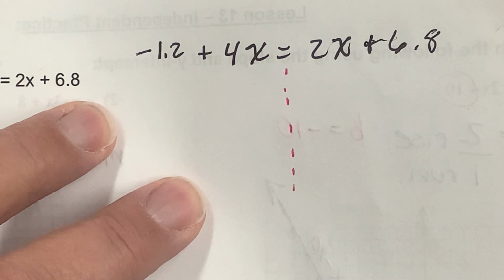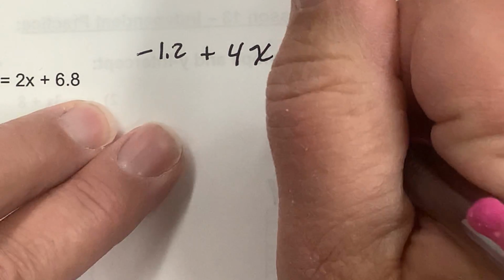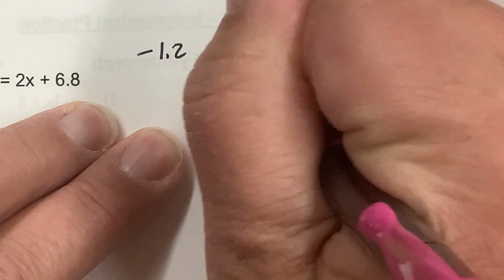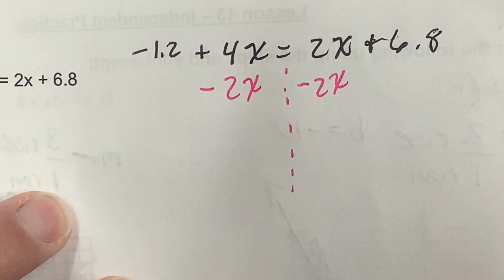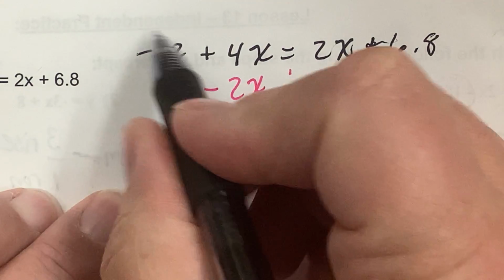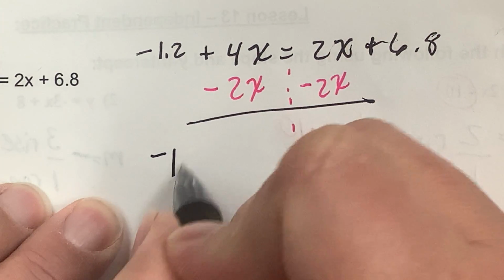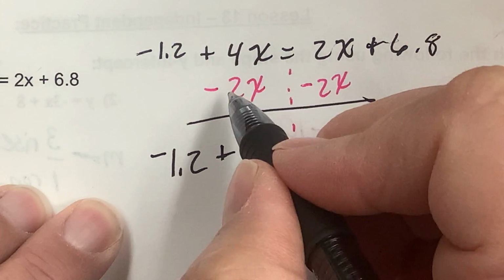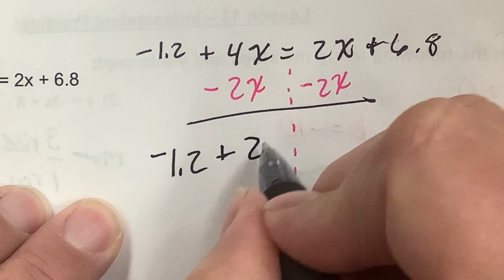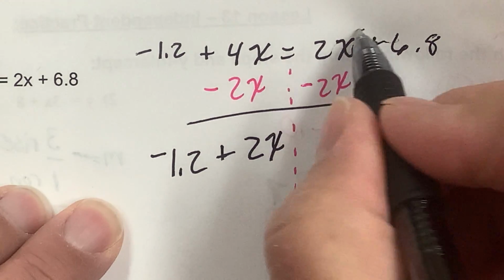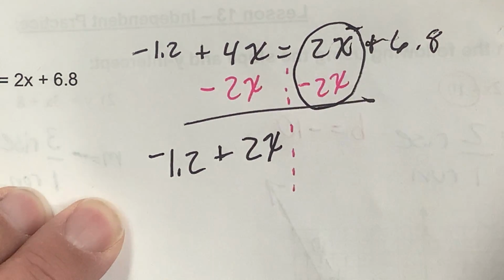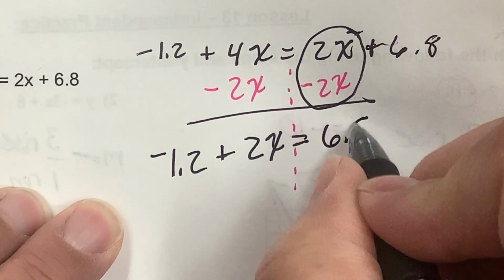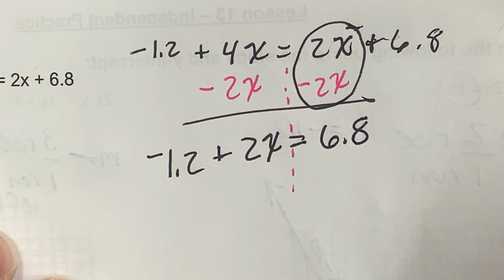All right. Now the inverse of 2x is negative 2x. So I'm going to put negative 2x on both sides of my equal sign. Nothing happened to the negative 1 2/10. That's fine. Plus 4x minus 2x is 2x. 2x minus 2x is 0, so I don't even have to write it down, and bring down the 6 8/10.